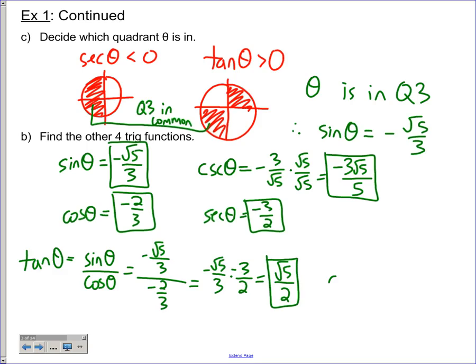for tangent. Cotangent of theta is the reciprocal of tangent of theta, so we'll flip it, we get 2 over root 5. And if we rationalize, we get 2 root 5 over 5.